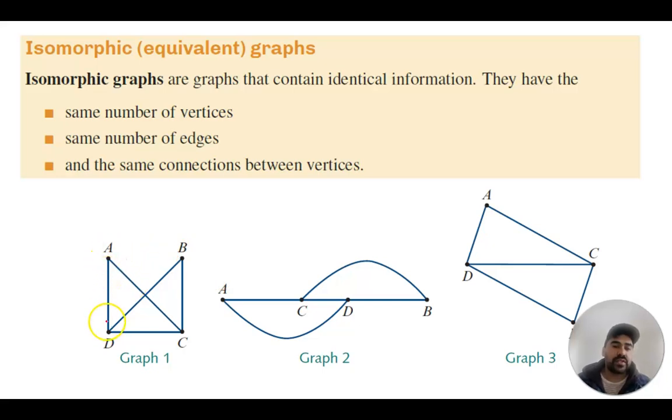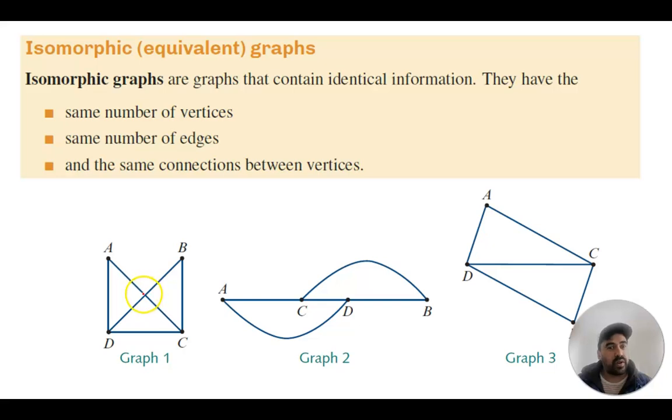So A is connected to D and C, so is here. A is connected to D and C. It's just shown or displayed in a different way. Again, A is connected to D and C. If you go ahead and map out every single vertex connection from one to another, you'll see that all of them will check out. So they're all considered equivalent or isomorphic.